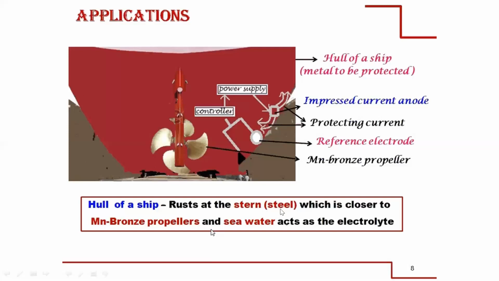Steel is the body of a ship, but we don't want this reaction to take place. This reaction is not supposed to take place because we want to protect the steel, which is the body of the ship. What can we do? We can apply the impressed current method. So what are we doing here? We will take the body of the ship, the steel.